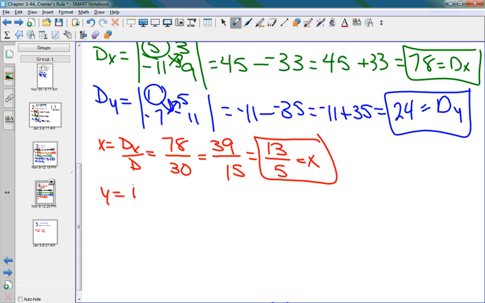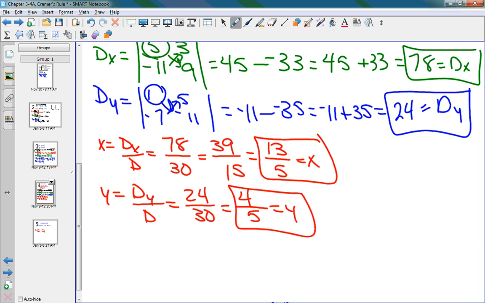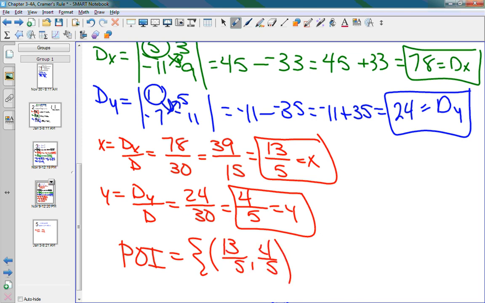Your y value is going to be dy over d. dy is going to be 24. D is 30. Now, can I do this one in one fell swoop? I think I can. How do I reduce that? What's the biggest number they both have in common? A 6. 24 divided by 6 is 4. 30 divided by 6 is 5. So what's my POI? Very good. So there we have it.